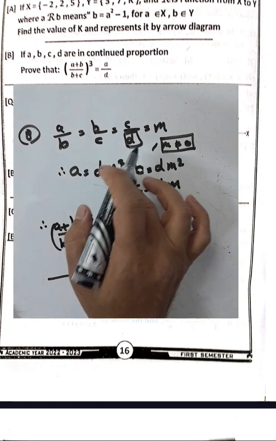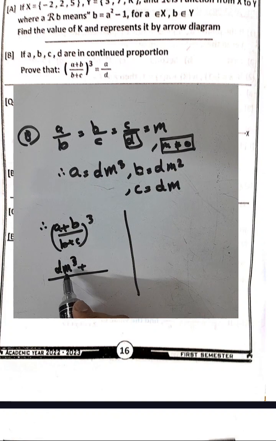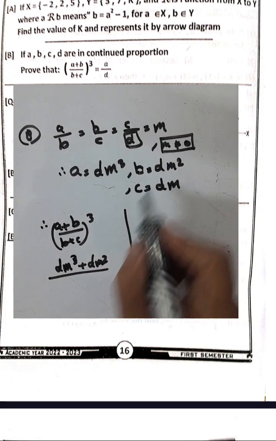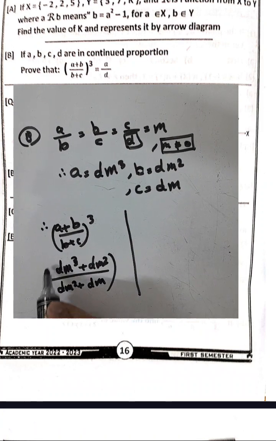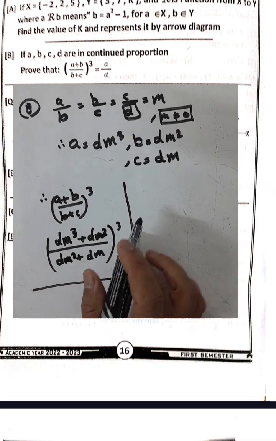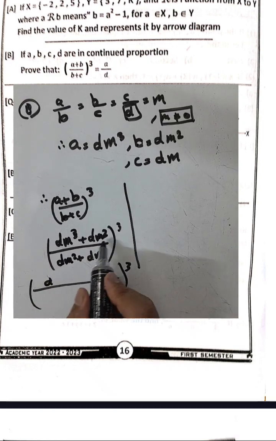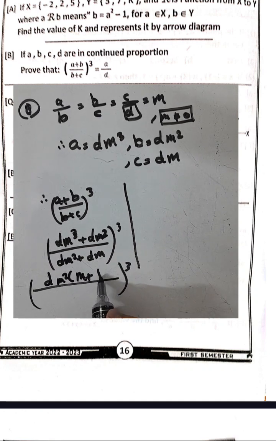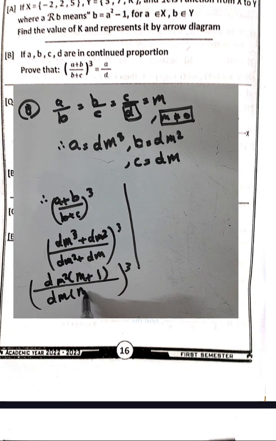Put a equal dm power 3, b equal dm power 2, and p equal dm power 2, c equal dm power 3. Then you can simplify it by writing the highest common factor between them, d and m power 2, the remainder here m, and the remainder here 1. And here write the highest common factor between them, m, product m plus 1.